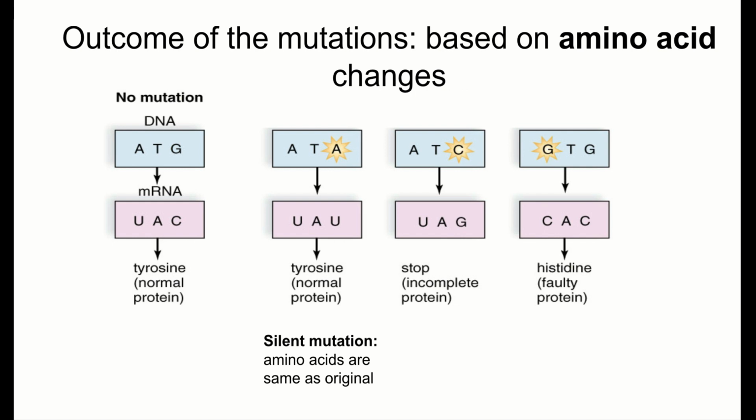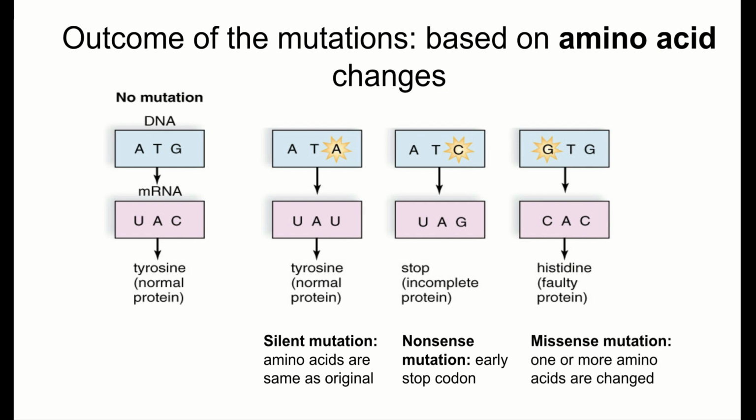That's a silent mutation. In our second example, the final G was changed to a C, and that resulted in a stop codon. UAG is a stop codon, which means we're going to stop translation early. That's called a nonsense mutation. A nonsense mutation is an early stop codon. In our final example, we changed the first letter of the codon, A, to G, and so that resulted in CAC in the mRNA and a histidine amino acid. So we actually just changed our amino acid. That's a missense mutation, and that's when one or more amino acids are changed.